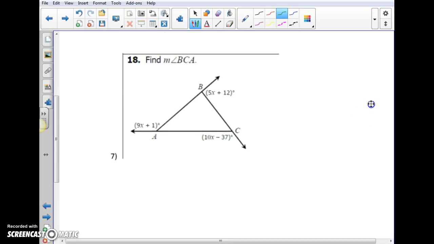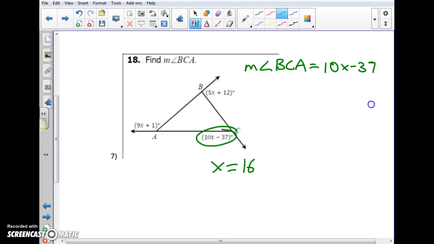The last problem, exterior angles. I don't care how many sides a polygon has. All exterior angles add up to 360. So they want to know the measure of angle BCA. Well, I know that BCA right now is 10x minus 37. So if I can find x, I've got it. So I'm just going to add all these up and set them equal to 360. If you do that and do the algebra correctly, you should get that x is 16.